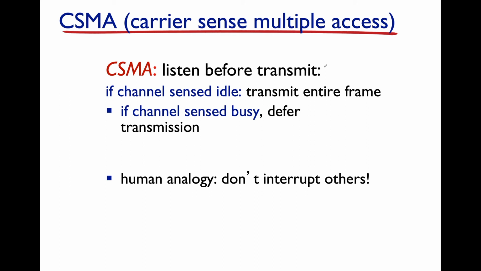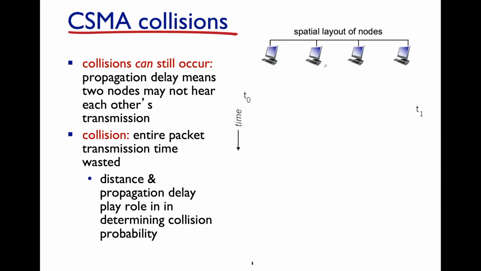And what the CSMA does is that you listen before you transmit. You listen on the shared medium to see if anyone else is transmitting. And if you sense someone's transmitting, you stay idle. You don't send your data. But the moment you sense that there's no one else transmitting, you go ahead and you start to transmit. So if the channel seems busy, you defer. And so the analogy in human terms is that you don't want to interrupt someone who's already having an ongoing conversation. It's polite. But collisions can still occur.